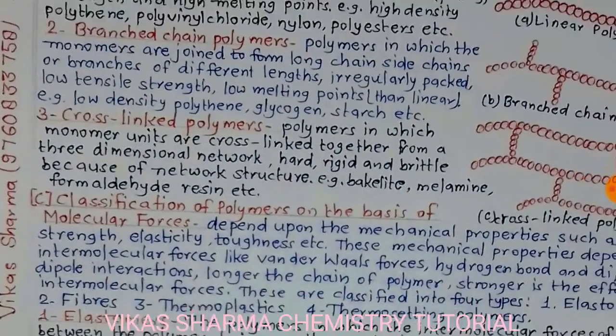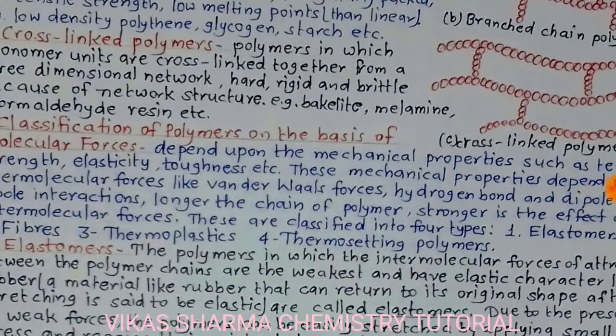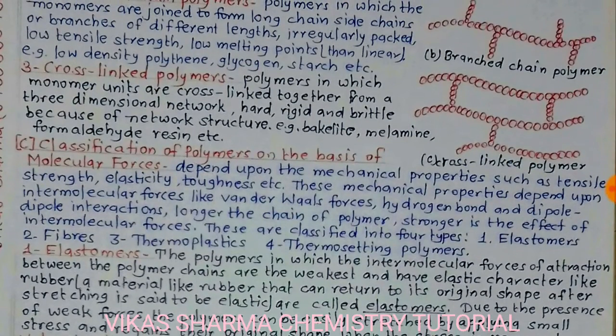Student, the other classification is the classification of polymers on the basis of molecular forces. This depends upon mechanical properties such as tensile strength, elasticity, toughness, etc. These mechanical properties depend upon intermolecular forces like van der Waals forces, hydrogen bonds, and dipole-dipole interactions. The longer the chains of the polymer, the stronger is the effect of the forces. These are classified into four types: first, elastomers; second, fibers; third, thermoplastics; fourth, thermosetting polymers.